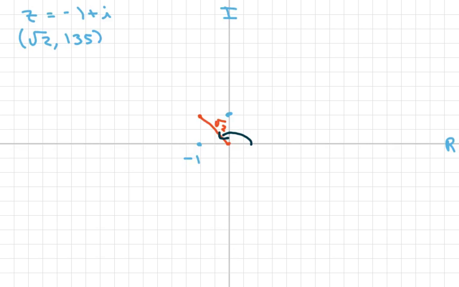And then for expressing it in degrees, we have z equals square root of 2 cosine of 135 plus i times sine of 135.